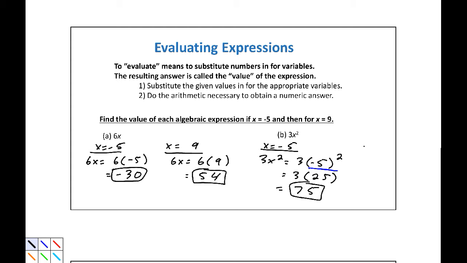On the other hand, if x equals 9, then 3x squared is equal to 3 times 9 squared. Well, again, order of operations dictates that we would evaluate 9 squared. So this would be 3 times 81, which is 243.